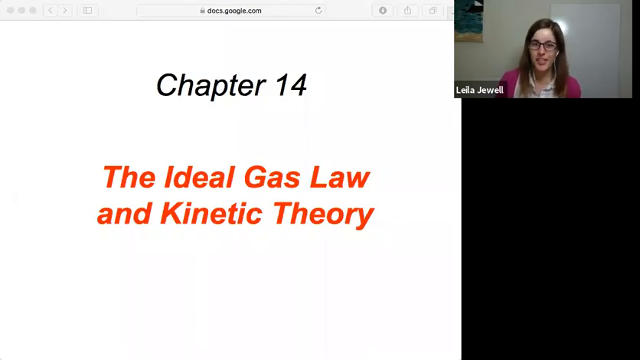Chapter 14, the ideal gas law and kinetic theory. So in chapters 12 and 13, we introduced the idea of temperature and heat transfer, but we focused on solids and liquids. We didn't get to apply that to gases. Now in chapter 14, we're introducing gases into the mix, if you will.